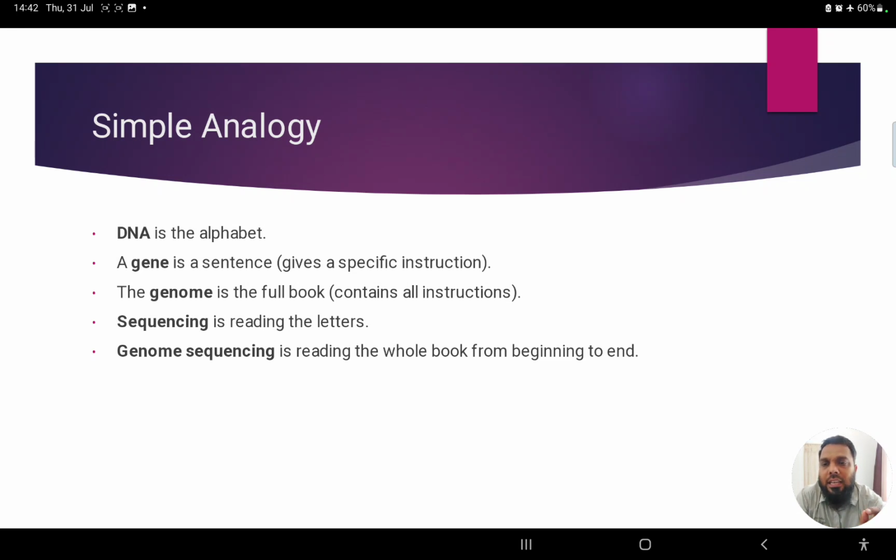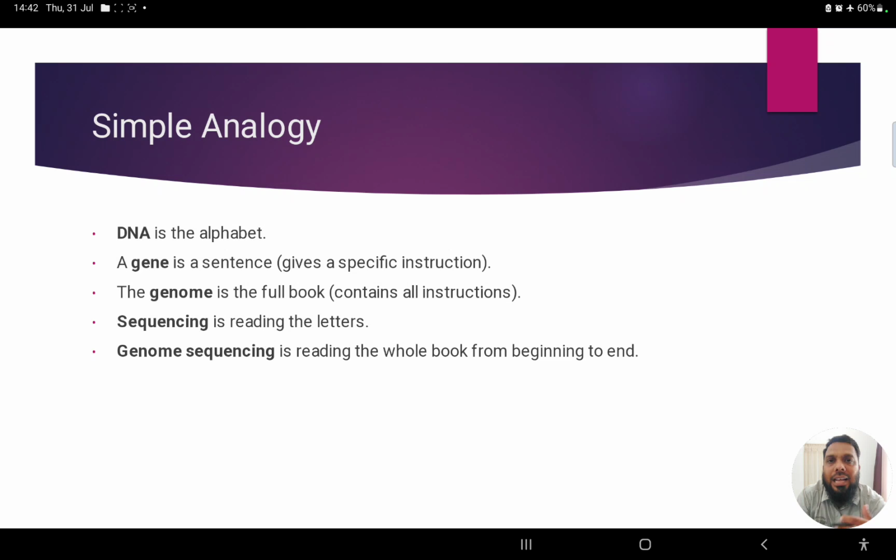Now here DNA is said to be an alphabet. Why alphabet? Because earlier we have seen the 4 letters, 4 codes. The order of those codes has to be understood. Therefore, here we compare it with an alphabet. Right? Hope you got it.